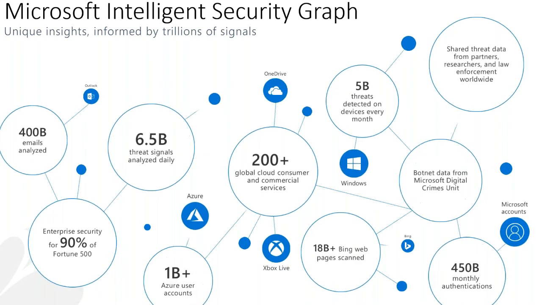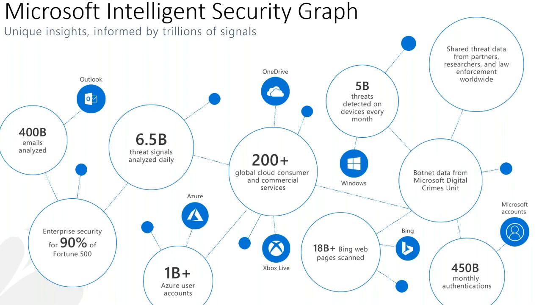And of course, core to all of those modern security offerings included in Microsoft 365 is something called the Microsoft Intelligent Security Graph. This is the centerpiece of their investment, and it's how Microsoft takes a vast amount of data from a huge variety of sources. So let's have a look at some of these numbers. 400 billion emails get analyzed by Outlook.com and Office 365 email services every month. That's huge. 5 billion threats are detected on devices every month by Windows Defender.